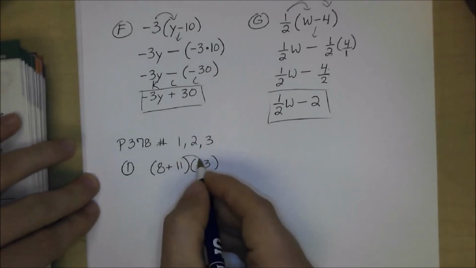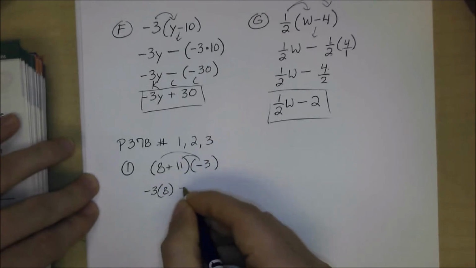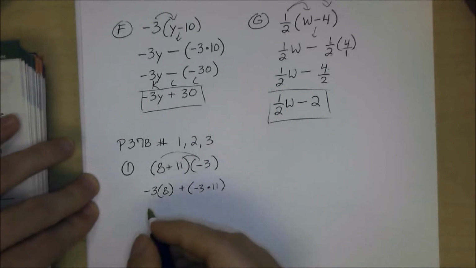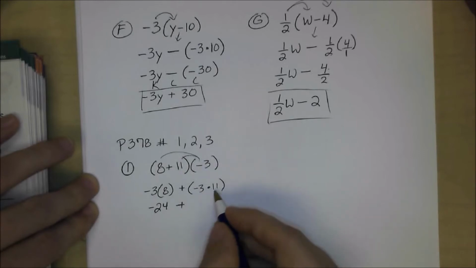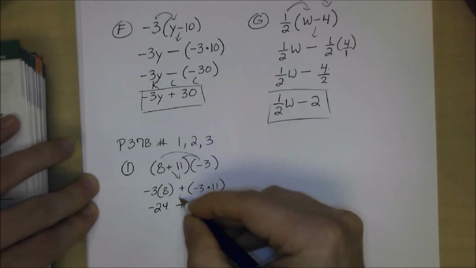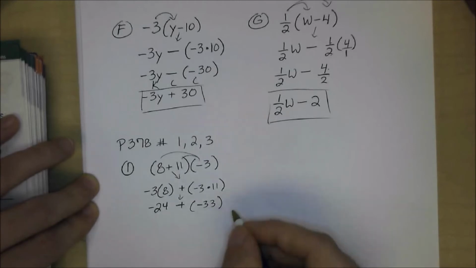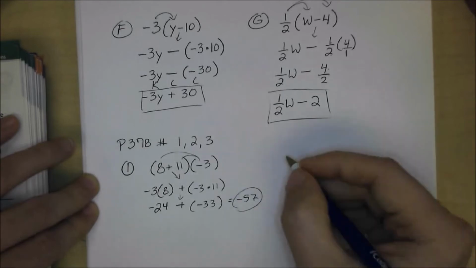So I'm going to multiply it by that and by that. So I've got -3 times 8 plus -3 times 11. Well, -3 times 8, that's going to be -24. Still got my plus. And -3 times 11, that's going to be -33. And that plus is from there. 24 negatives and 33 negatives, if you put them all together, you end up with 57 negatives. And that's our answer.